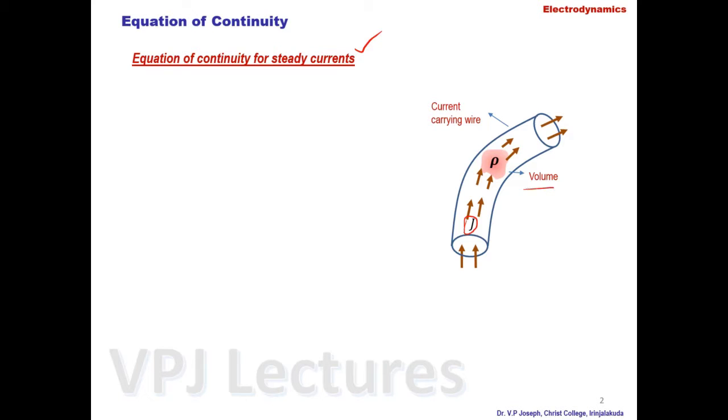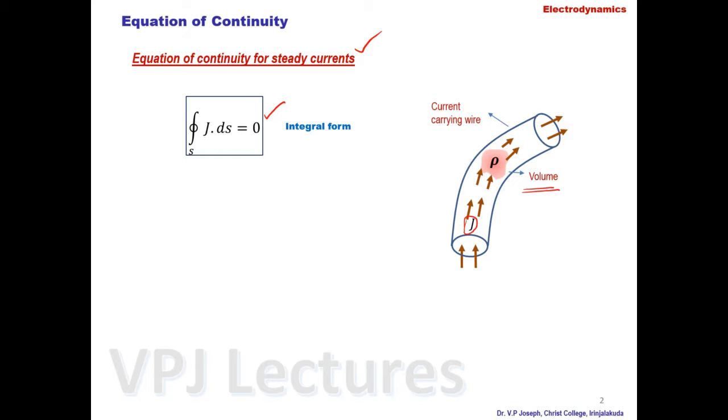and a small volume inside the conductor is taken, and the charge density inside this volume is characterized by rho, that is charge per unit volume. And the equation of continuity for the steady state, the integral form may be written like this, that is surface integral J dot ds is equal to 0 for the selected volume.